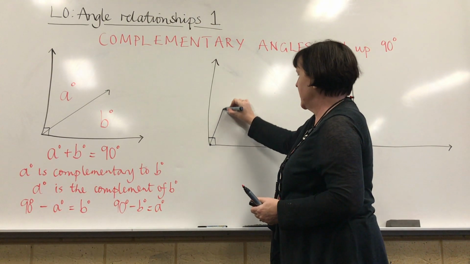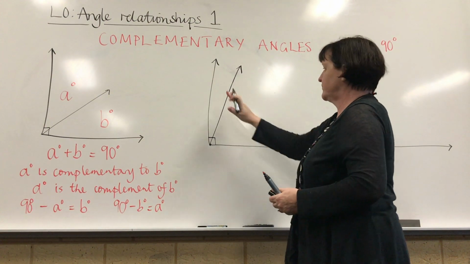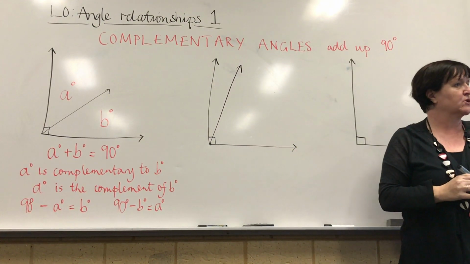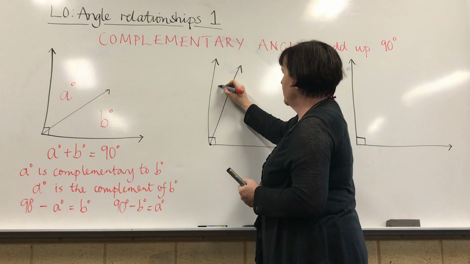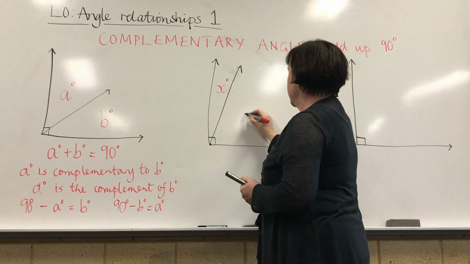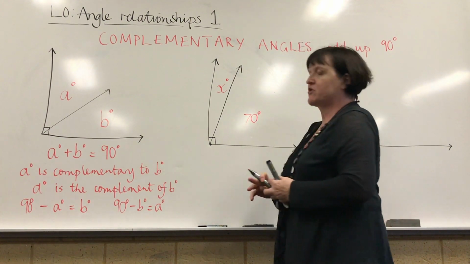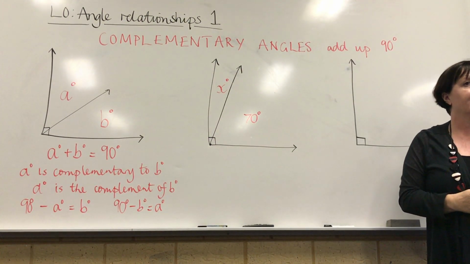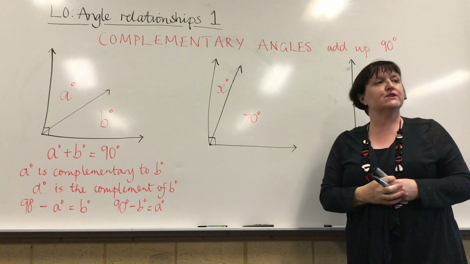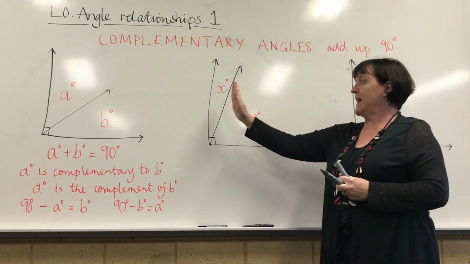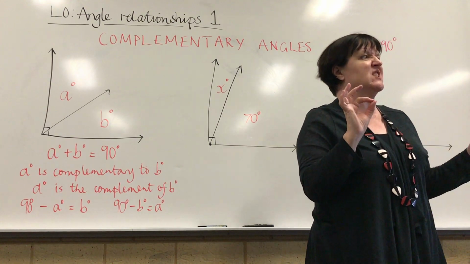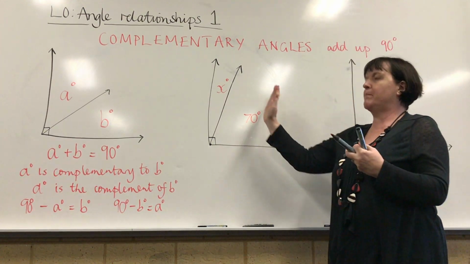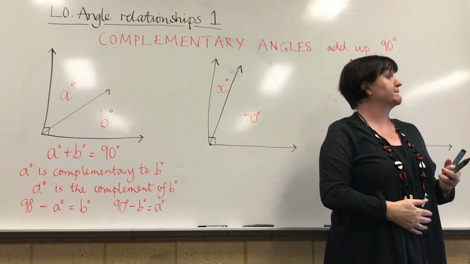And I want you to draw me another ray to form 2 separate angles within the right angle. So let's assume we're going to call this one angle X, and this one is 70 degrees. Now, what can you tell me about angle X and 70 degrees? I don't want you to tell me what angle X is yet. I just want you to tell me about these 2 angles. Marlo?